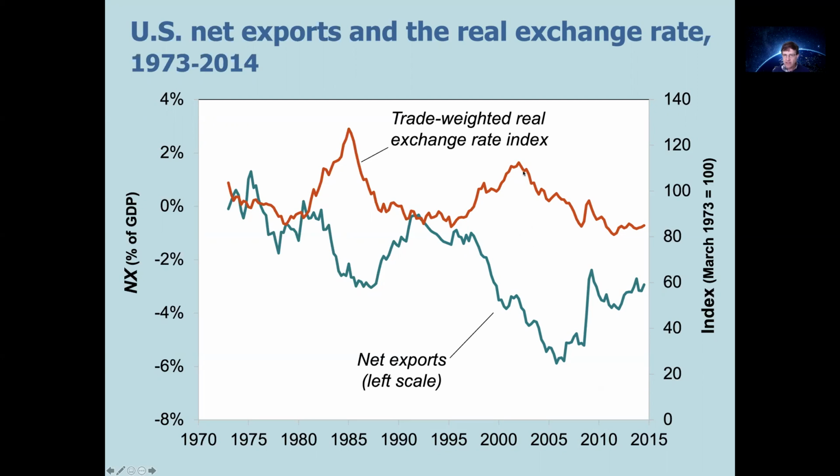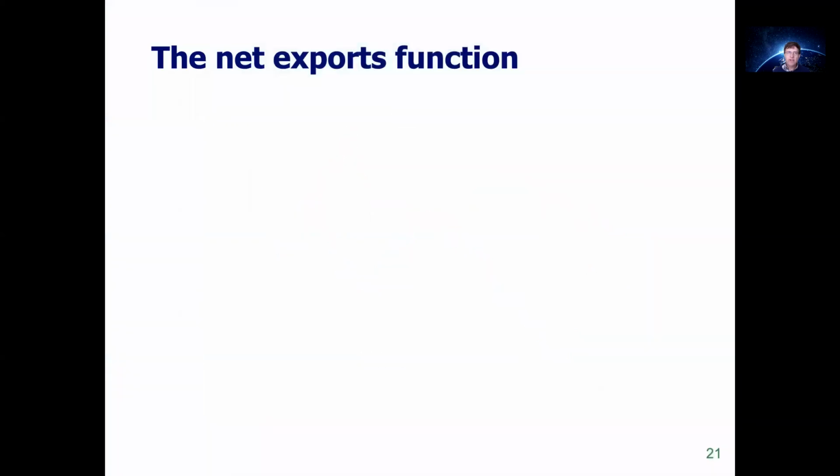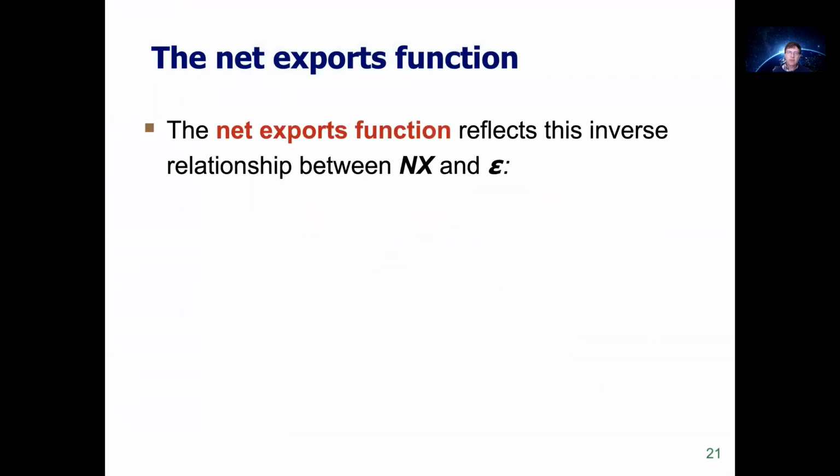Another time the dollar got strong or expensive, if you will, was in the early 2000s, and the trade deficit got worse. The net exports went down. That's saying the same thing. Trade deficit is just minus net exports. So you can see these go opposite one another. So that theory works pretty well. Let's make it into a graph.